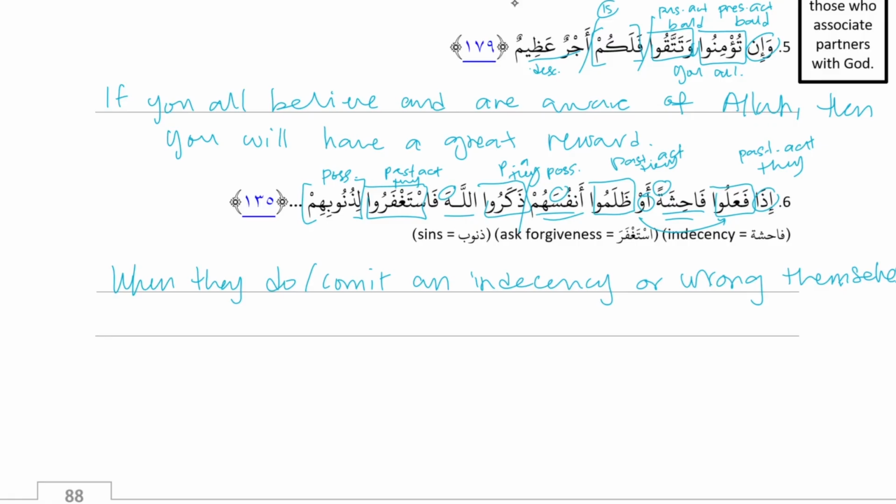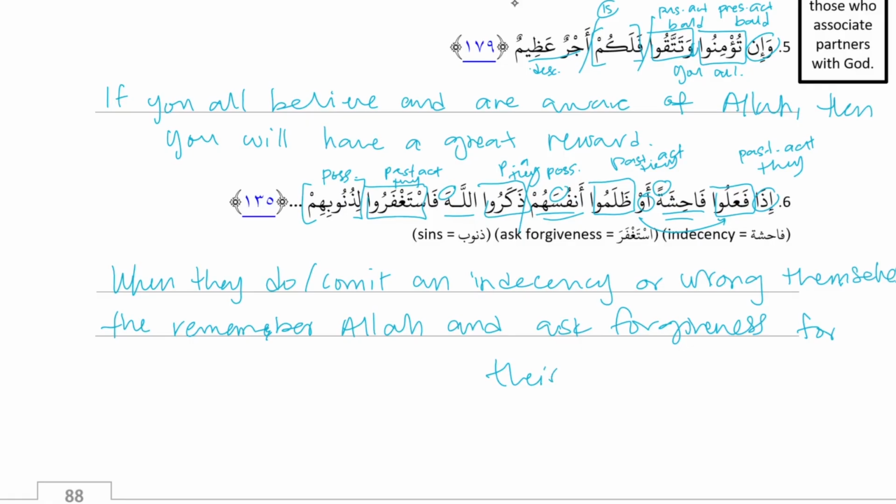Okay, they remember or mention. Remember or mention Allah. Then they ask forgiveness for their sins. Good. And then our possessive, their sins.